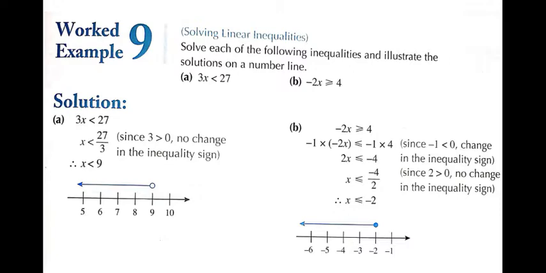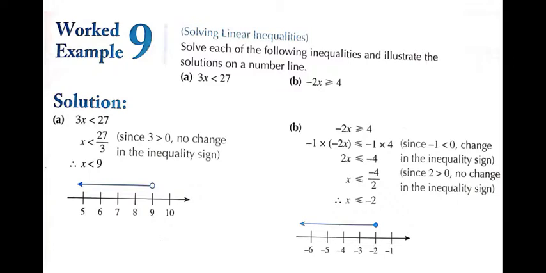So if you look at the example, solve each of the following inequalities and illustrate the solutions in the number line. So 3x is less than 27, right? This one is less than. Now you can solve this, which means you need to find the x using the usual way. So this one is 3 times x, so you just move the 3 to the right side, become 27 over 3, which is 9. So x is less than 9.